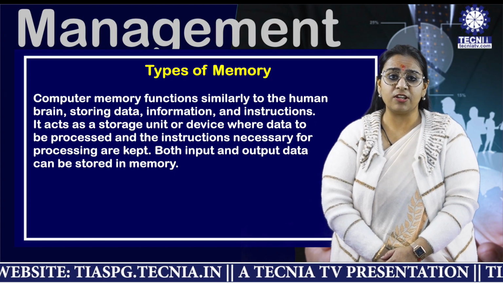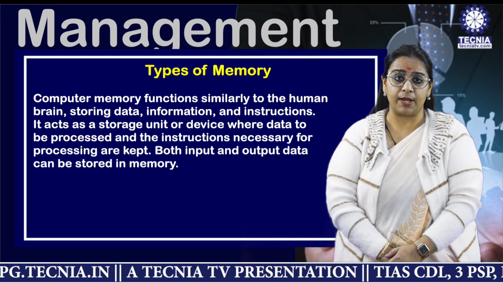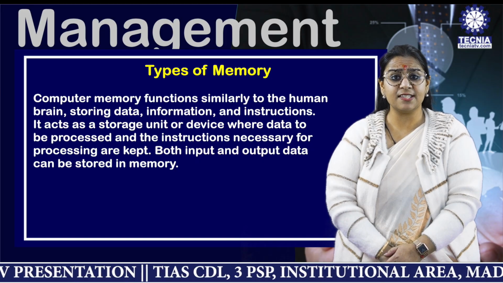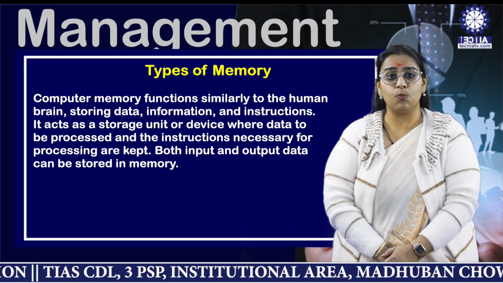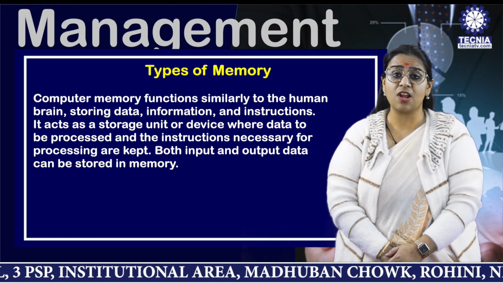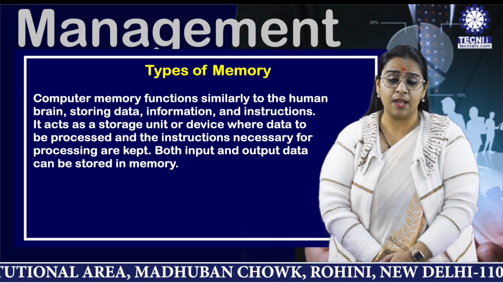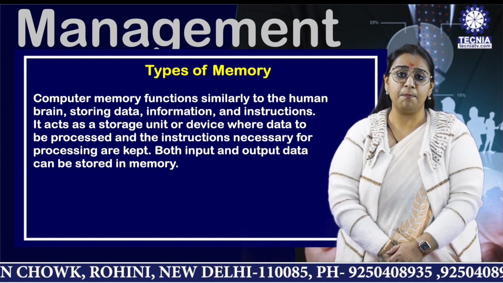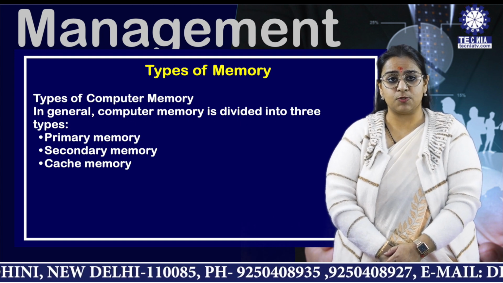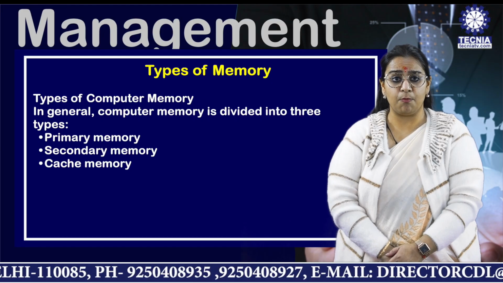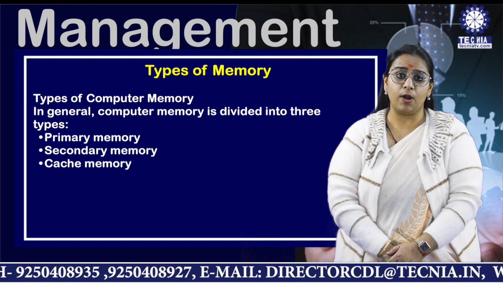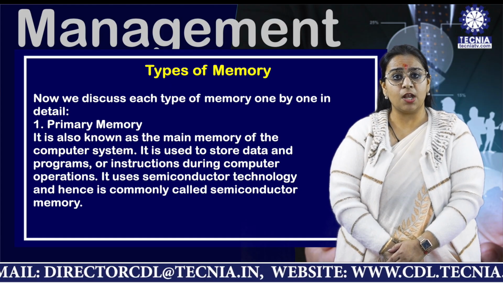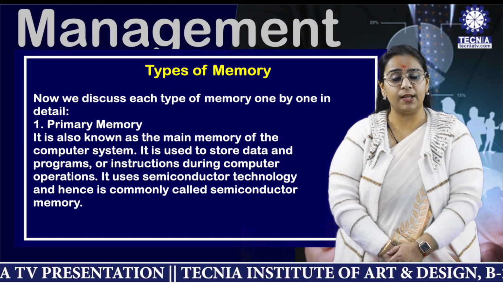Computer memory functions similarly to the human brain, storing data, information and instructions. It acts as a storage unit or device where data to be processed and instructions necessary for processing are kept. Both input and output data can be stored in a memory. So we'll talk about types of memory. General computer memory is divided into three parts: primary memory, secondary memory, and cache memory. Now we'll discuss each memory one by one in detail.